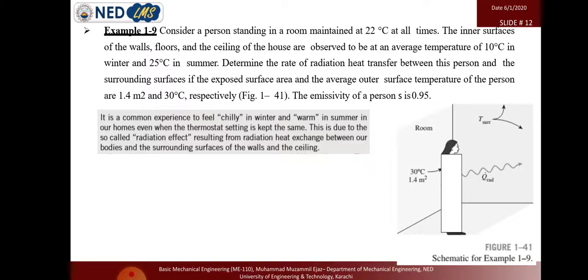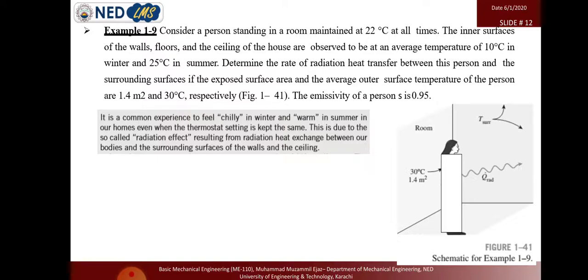In winter the surrounding temperature is 10 degrees centigrade, and in summer 25 degrees centigrade. Determine the rate of radiation heat transfer between this person and the surrounding surface, if exposed to a surface area of 1.4 meter square and 30 degrees respectively, and the emissivity of the person is 0.95 as per table 1.9, as we already saw in the emissivity table.